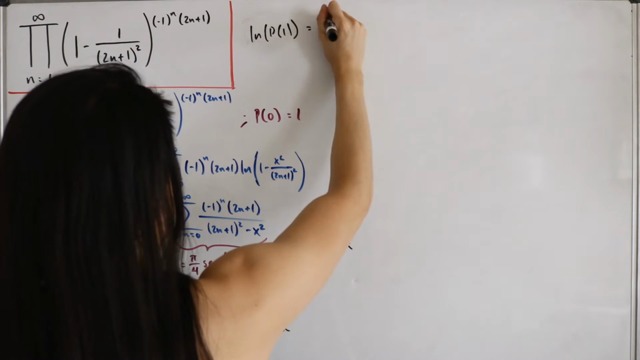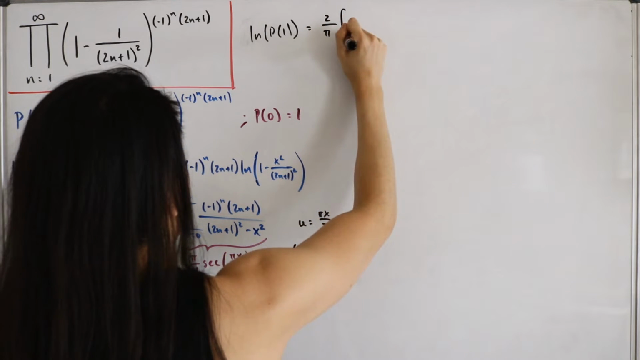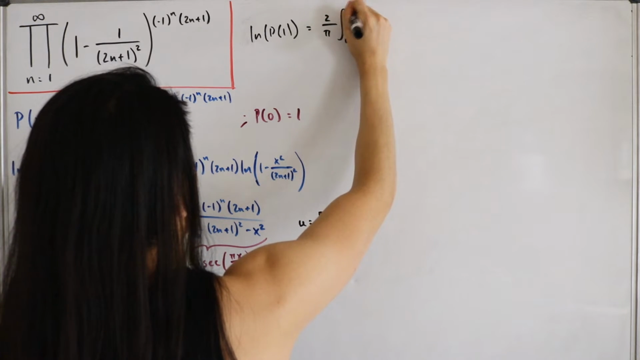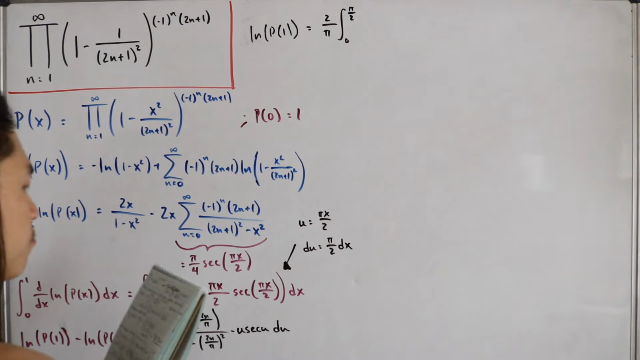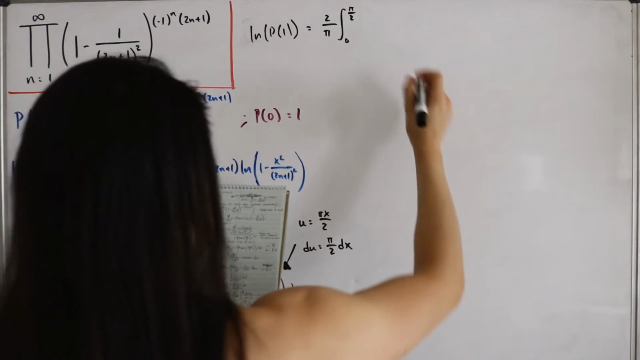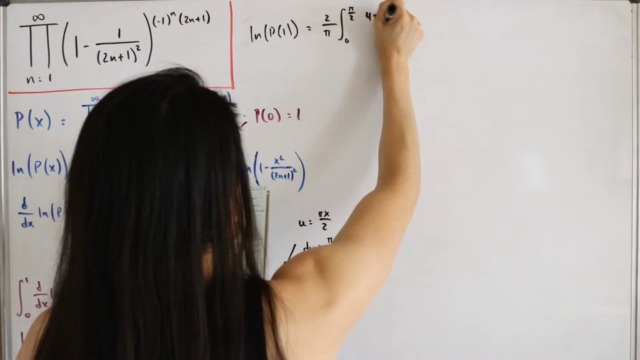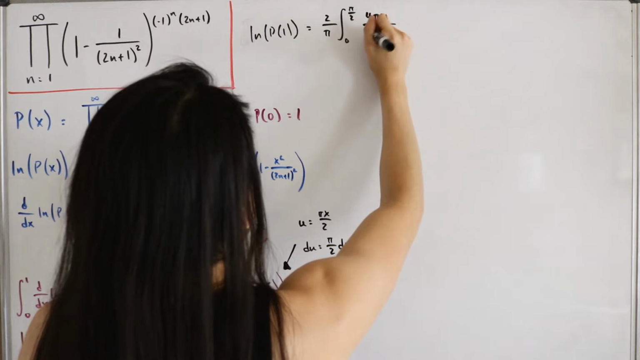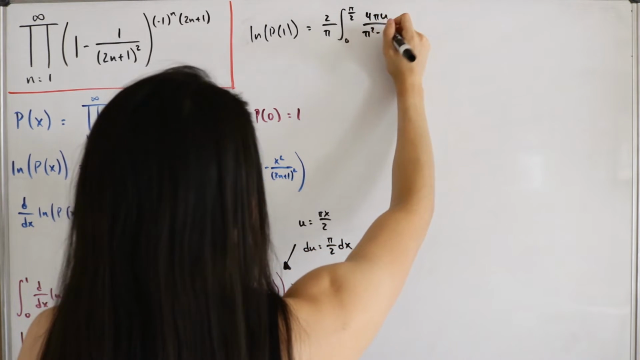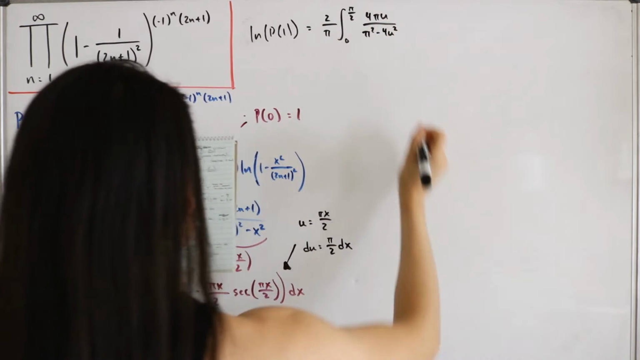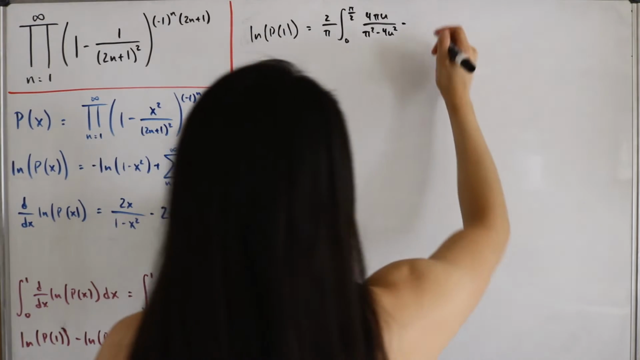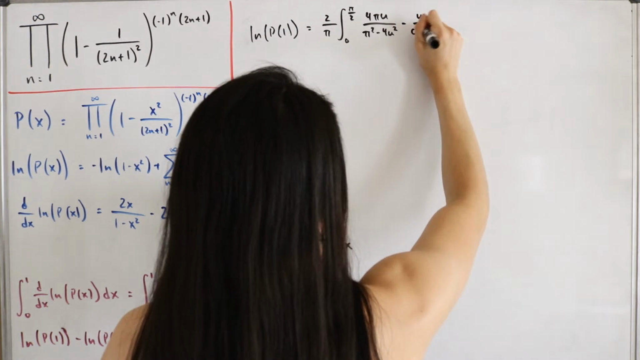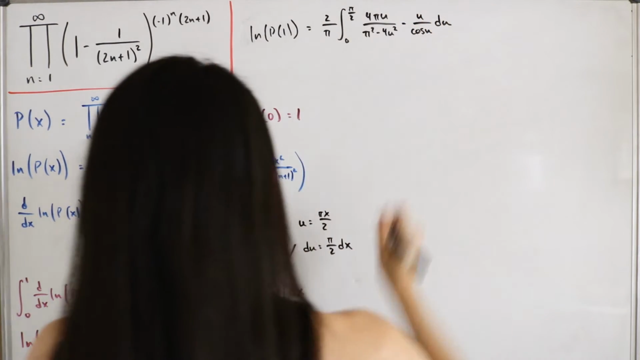So we're going to have 2 divided by pi multiplied by the integral from 0 to pi over 2 of, now just to expand all this out from over here specifically, we're going to have 4 pi times u, and then divided by pi squared minus 4u squared. And then to rewrite things, instead of secant u, I'm going to write 1 divided by cosine u, so u divided by cosine of u, and then du.